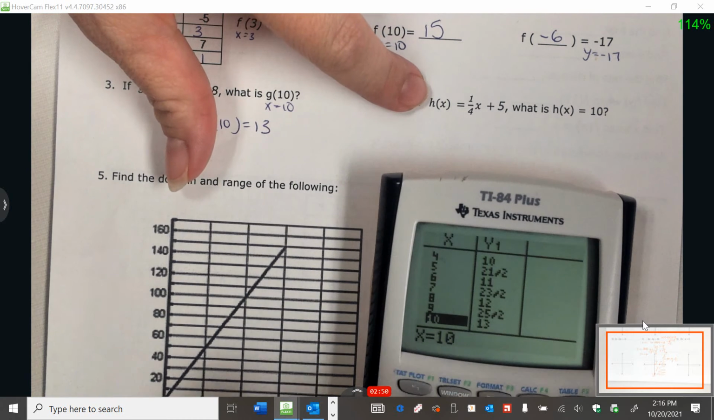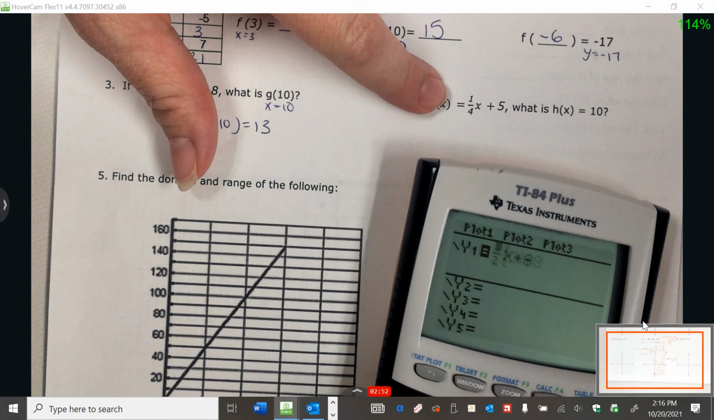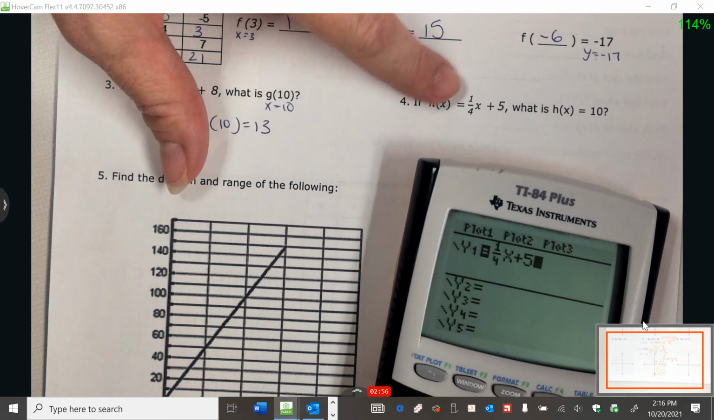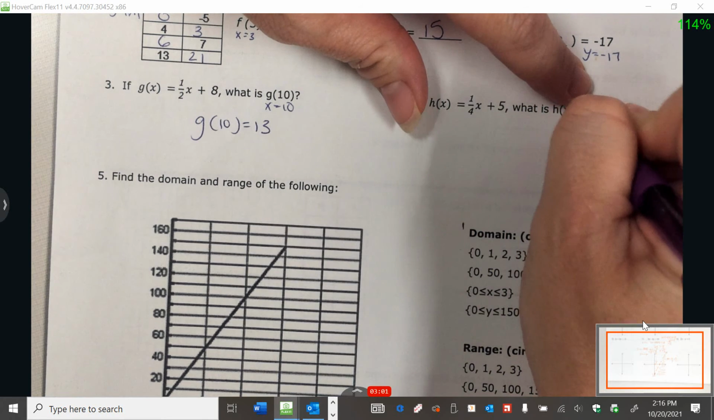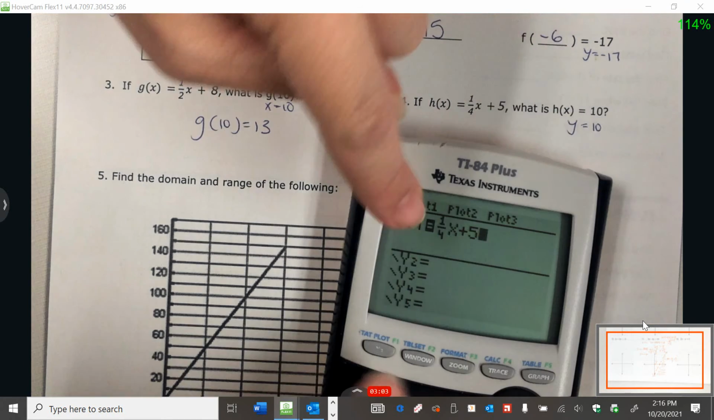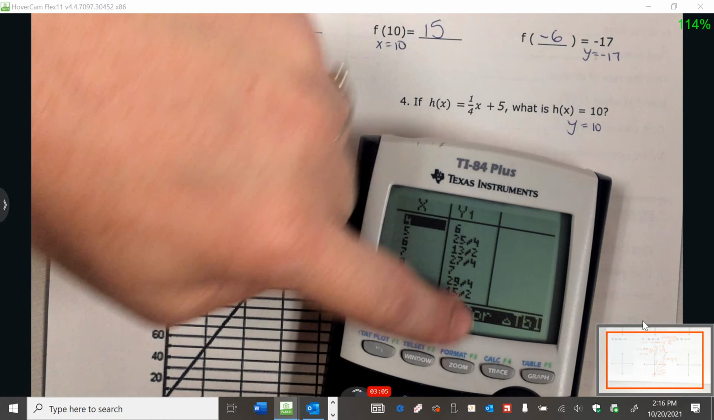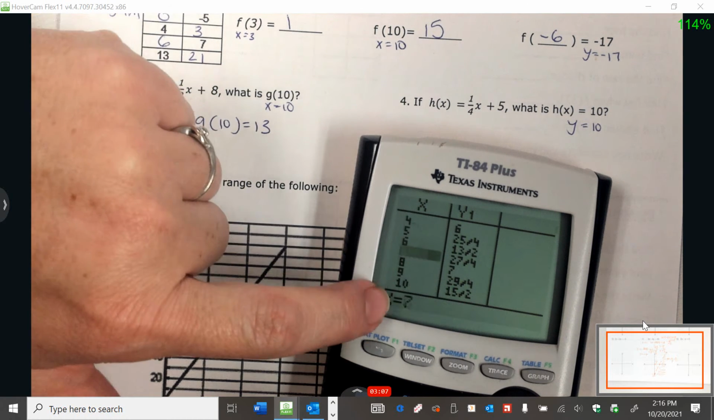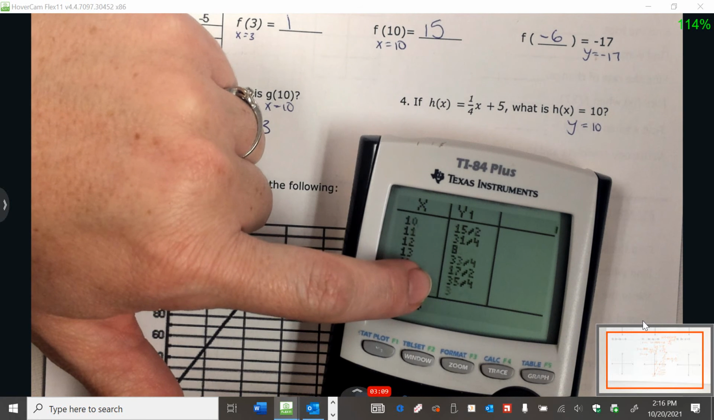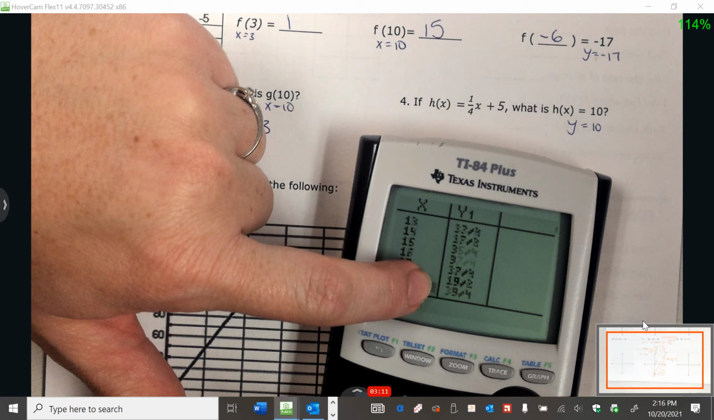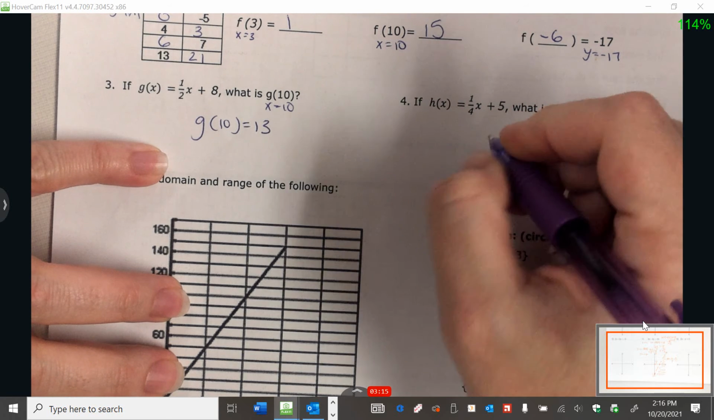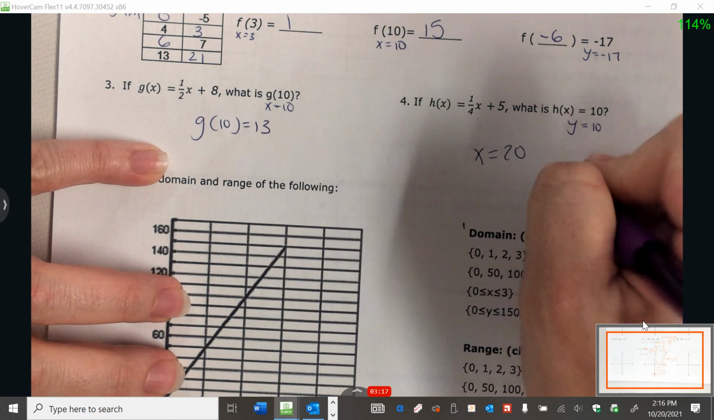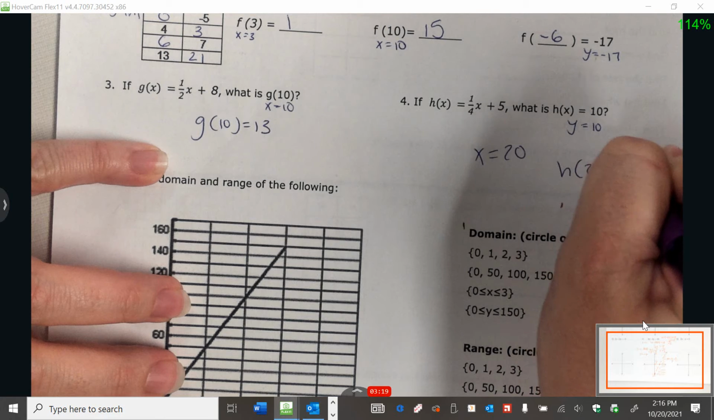Okay, and then here, I type this equation, 1/4 x plus 5, and I'm looking for where h of x equals 10. So that's outside, so it's my output, so y is 10. So I'm looking in this column for 10, so there's 6, 7, so I'm going to keep going down, 8, 9, 10. So x is 20. So there's 2 ways you can write it: x equals 20, or you can even write h of 20 equals 10.